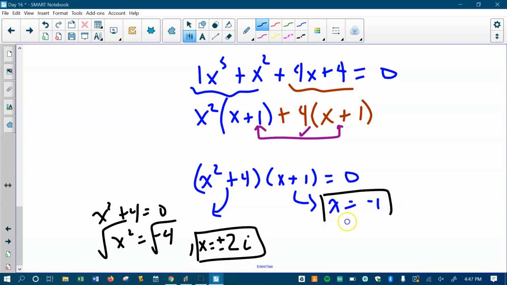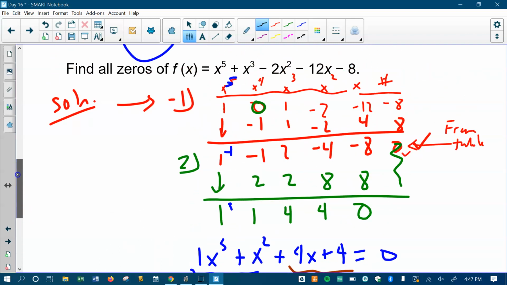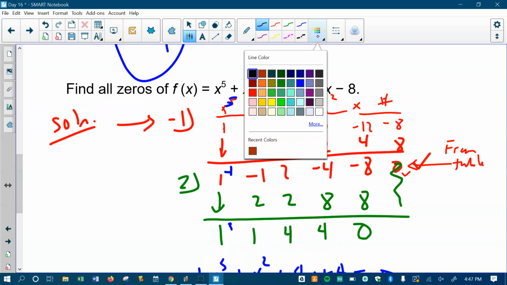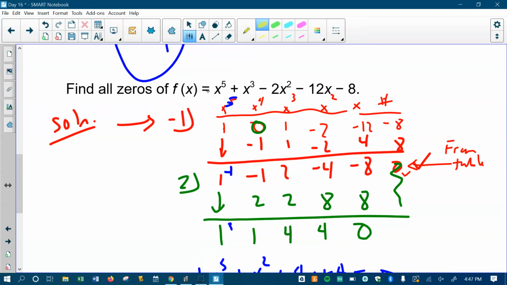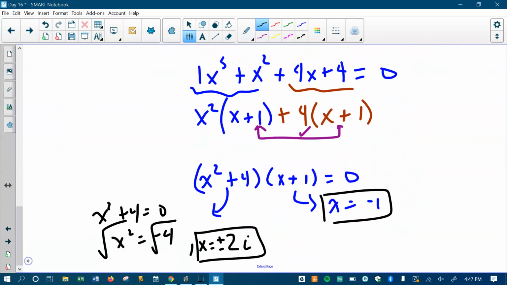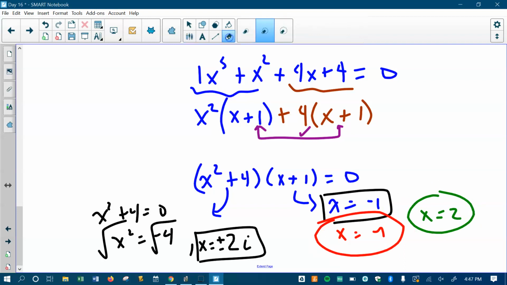But what are my other solutions? Because I had 5 total solutions. So my other solutions were the ones that I found in the table, which were x equals negative 1 and x equals 2. So I'll put those, x equals negative 1 and x equals 2. And those are my 5 solutions. And I'll just write negative 1 cleaner.